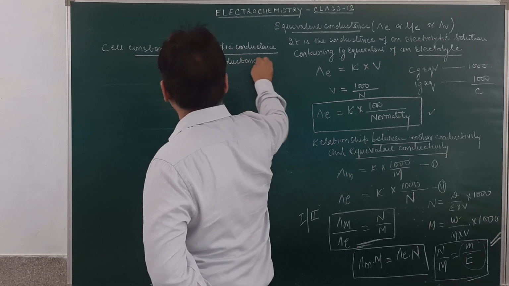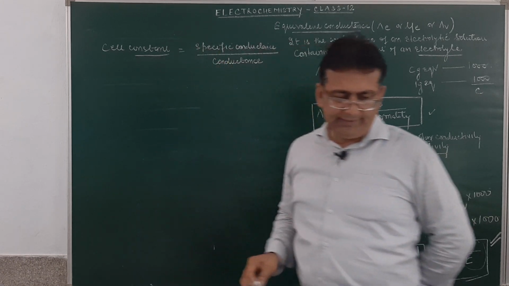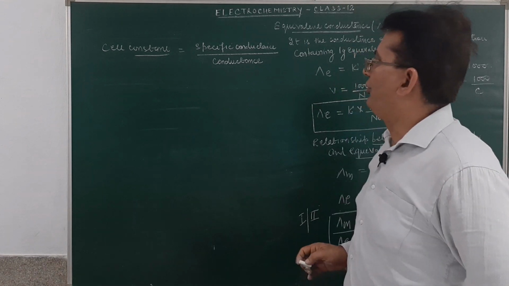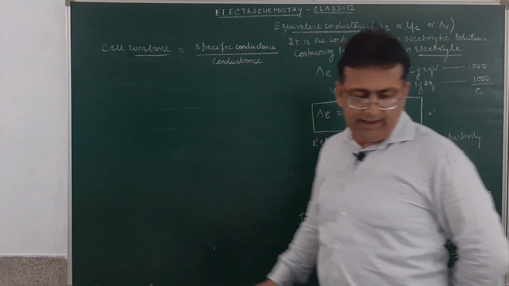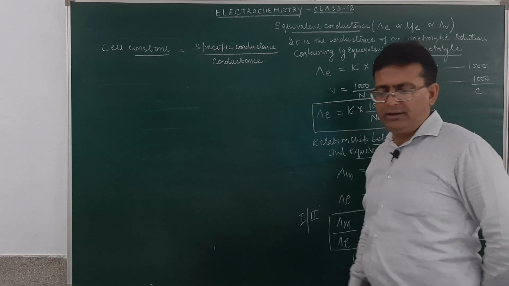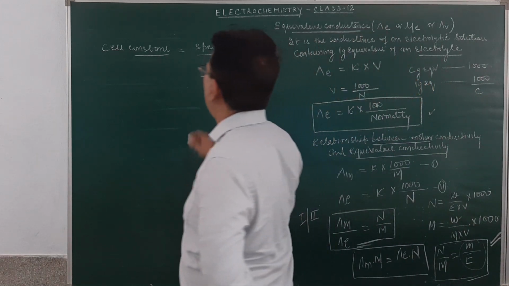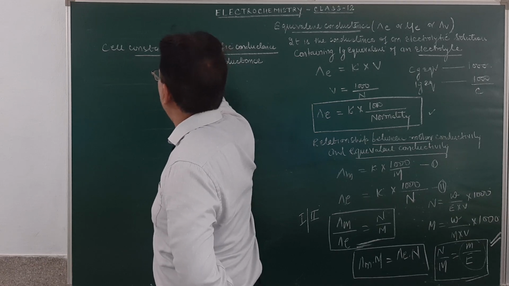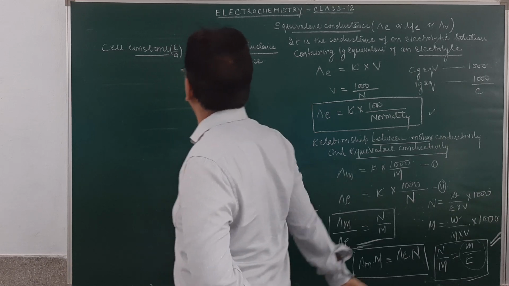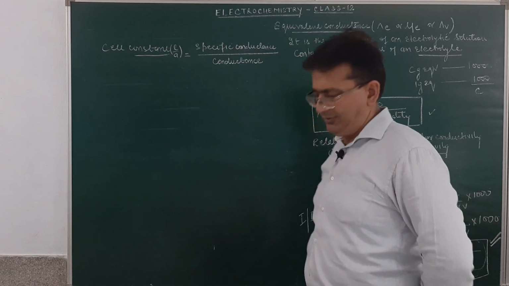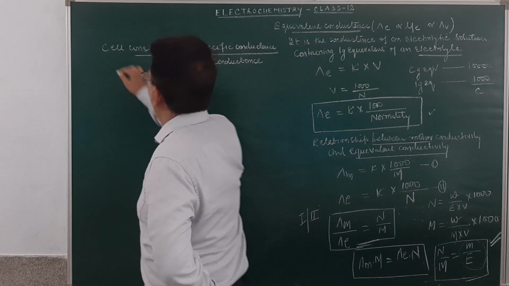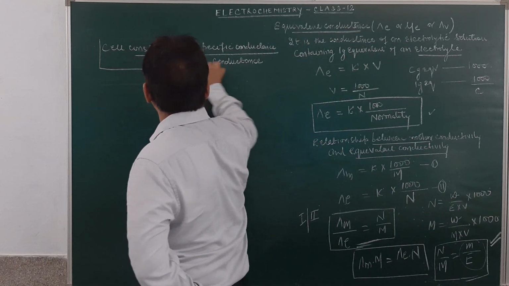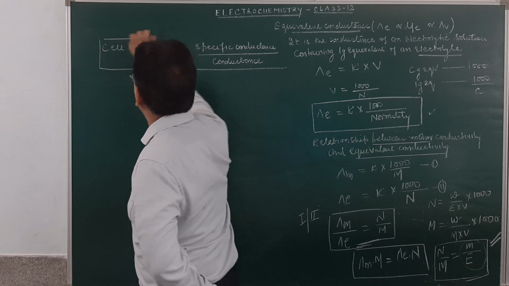This is called the cell constant. Cell constant is given by the length of a conductor to the area of cross section, so cell constant is L upon A. This is equal to specific conductance upon conductance. This will help you to solve further numerical problems.